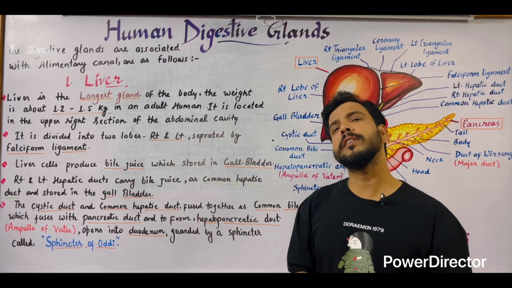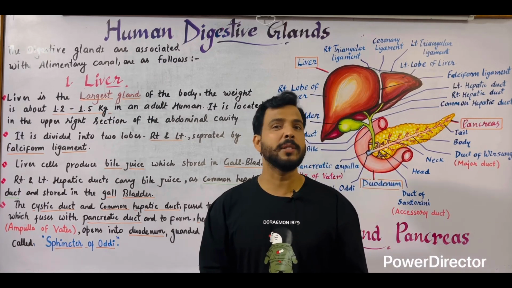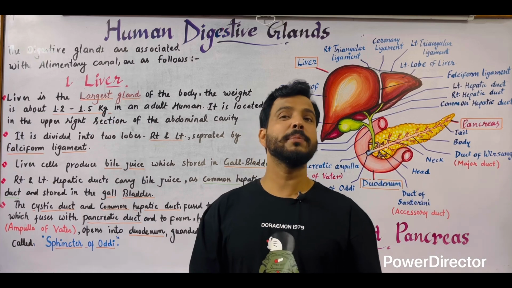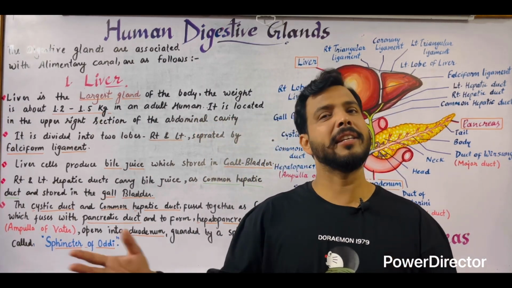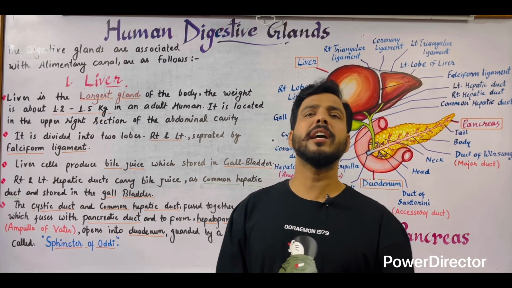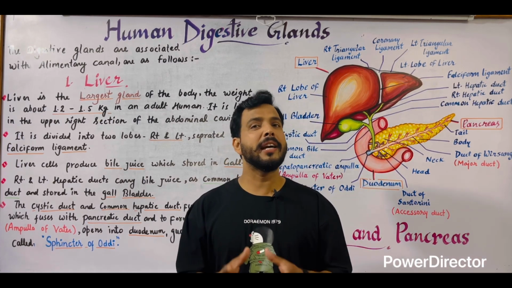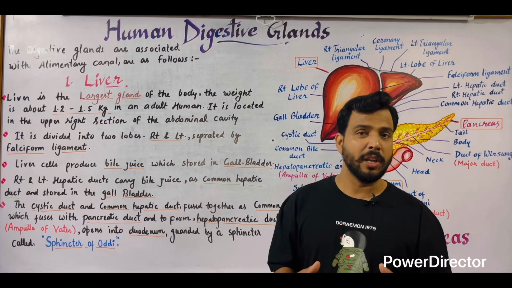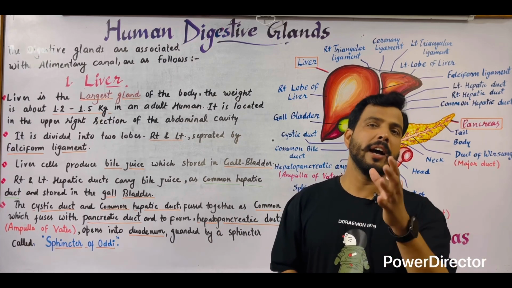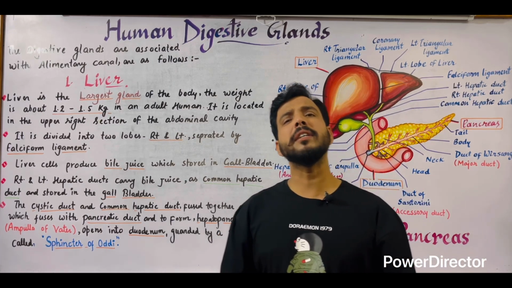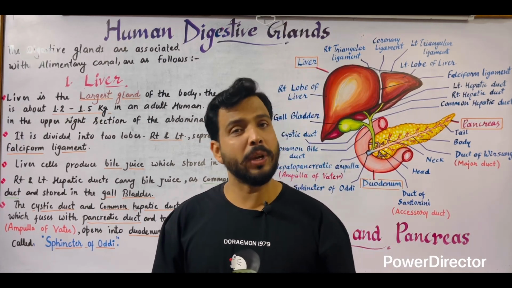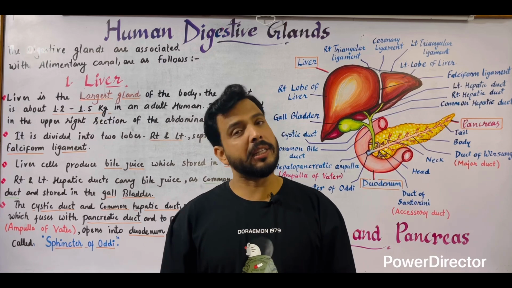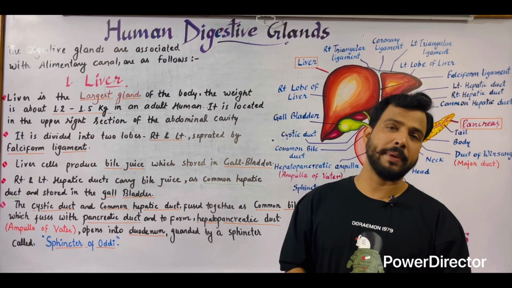As we know, in our body a digestive system is present, and the digestive system is composed of two main components, the alimentary canal and the digestive glands. The alimentary canal is a tube-like structure, while the digestive glands are major glands associated with the alimentary canal. In human beings there are two main digestive glands, known as liver and pancreas. In this lecture we'll talk about liver and pancreas.